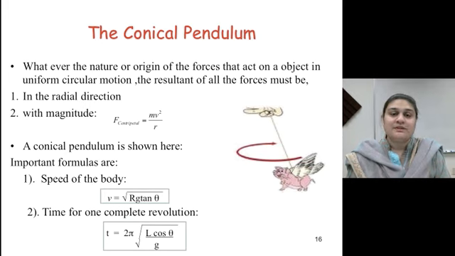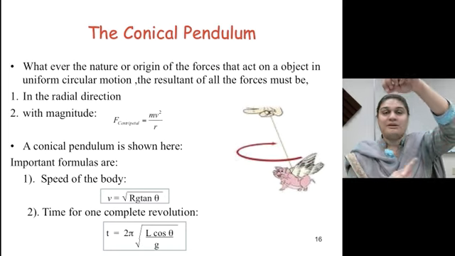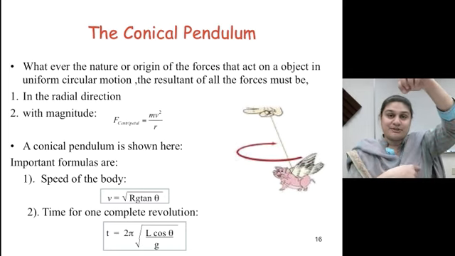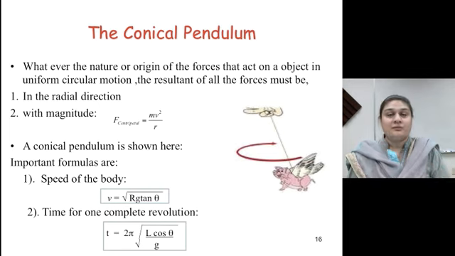Conical pendulum. Whatever the nature or origin of the forces that act on an object in uniform circular motion, the resultant of all forces must be in the radial direction and with magnitude F equals m v squared over r. A conical pendulum is a pendulum where you have a mass attached to a string and it moves around in a circular path. That is going to be called a conical pendulum. The important formulas are the speed of the conical pendulum and the time taken for one complete revolution. Here I would suggest that you look at example 5.6 given in the book about the conical pendulum. It is very important that you actually go over that problem yourselves.